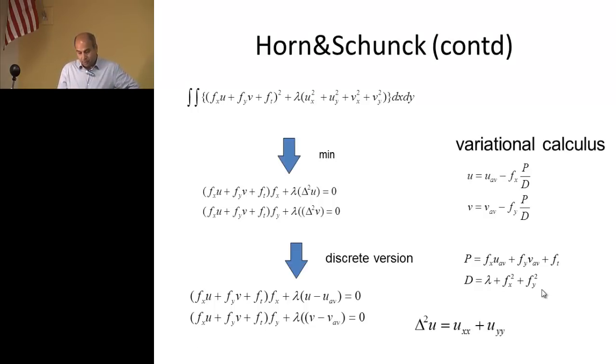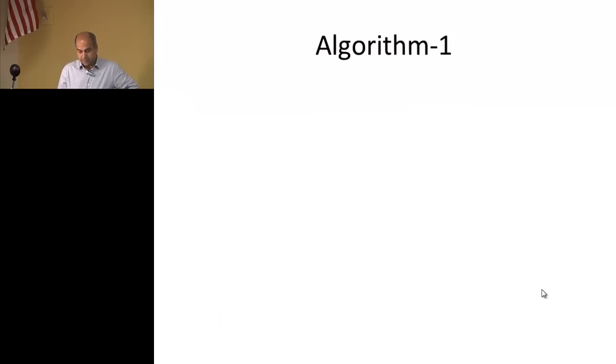So what Horn and Schunck proposed is to do this in an iterative fashion. We don't know the optical flow, so we are going to initialize the optical flow to, say, 0.